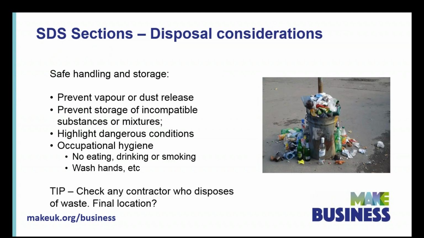So moving on to our last section in our safety data sheet, disposal considerations. Similar to the storage requirements in section 7, we need to ensure obviously the safe storage of waste, because we're still going to attempt to prevent pollution or contamination of other waste streams, or still the risks that it might pose to workers or the business. This section will give you lots of information about prevention of the vapor and dust release, storage of incompatible substances, waste substances, and dangerous conditions. So very similar, as I say, to section 7.